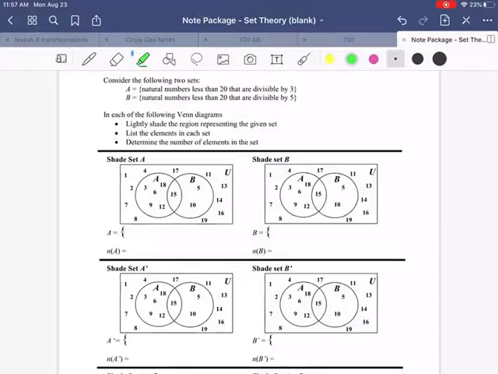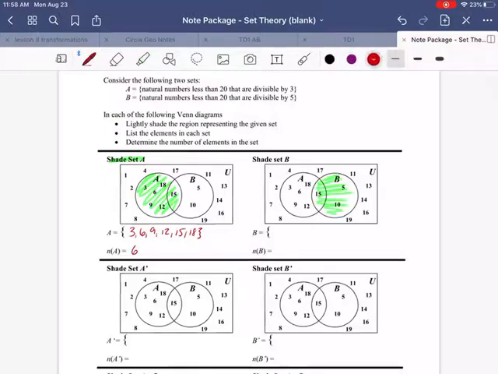So that's the thing that's written under, or what you're told to shade, and list the elements of the set and determine the number of elements in each set. So the first one we're doing here is shading set A. So set A is going to be all of those. And what's included there is 3, 6, 9, 12, 15, and 18. And how many numbers are there? There's 1, 2, 3, 4, 5, 6 elements in total.